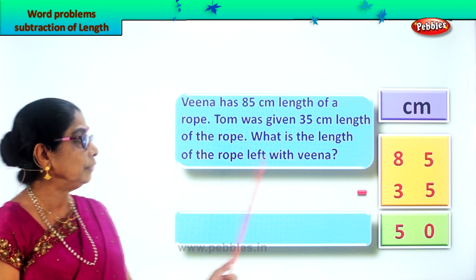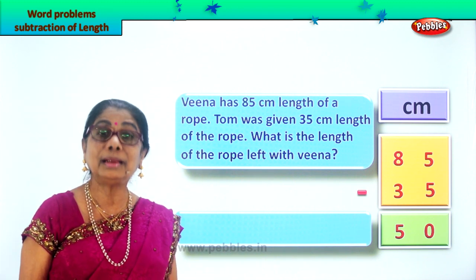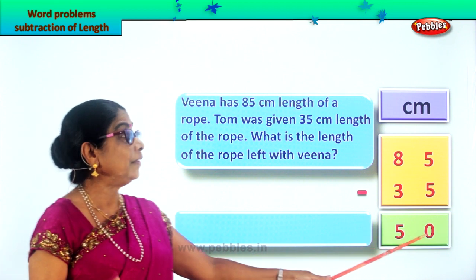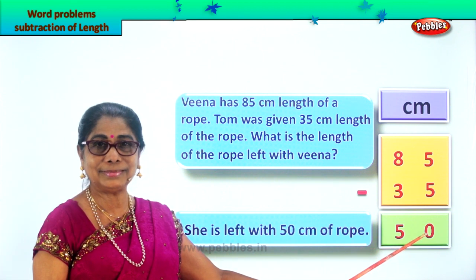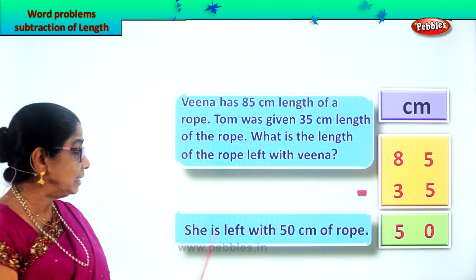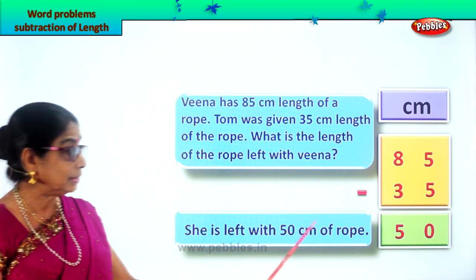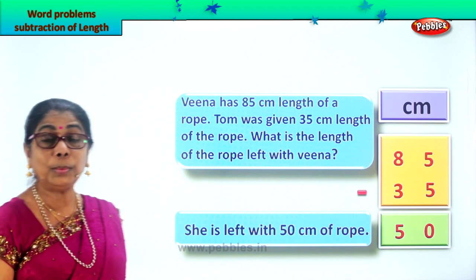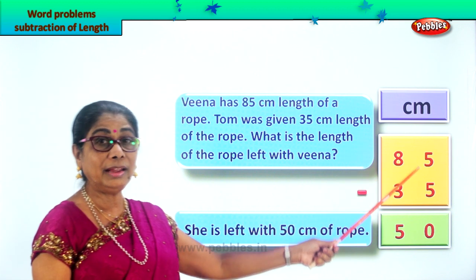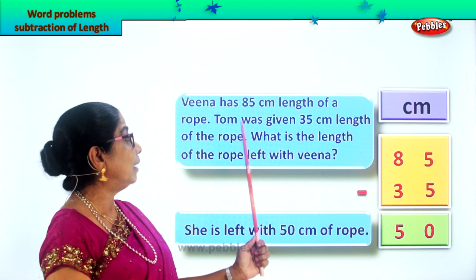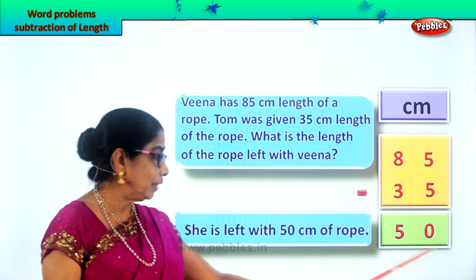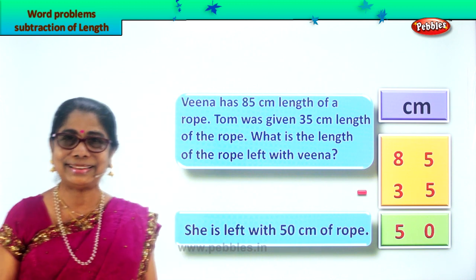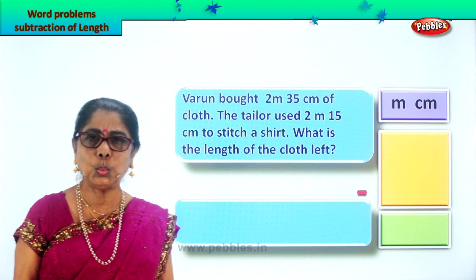What is the length of the rope left with Veena? Length of the rope left with Veena is 50 centimeters. That is the answer. So your answer is, she is left with 50 centimeters of rope. 85 given away, 35 to Tom. She is left with 50 centimeters of the rope. Good. Let's look at another new word problem.